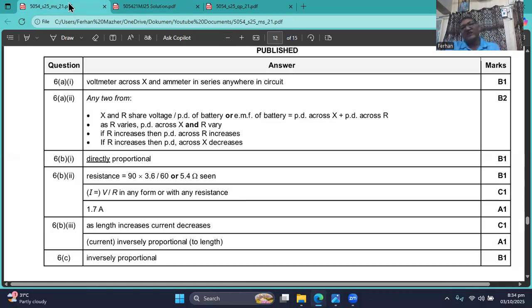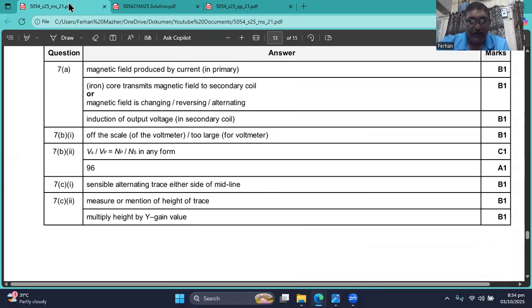And because the direction and the magnitude of that magnetic flux is changing, that is the reason the EMF induced is also alternating. Let's check what the marking scheme says.